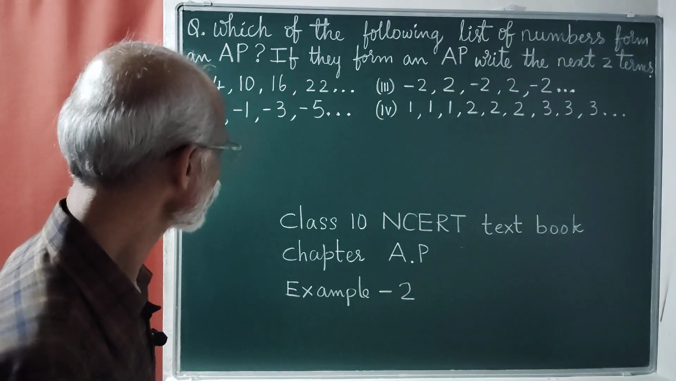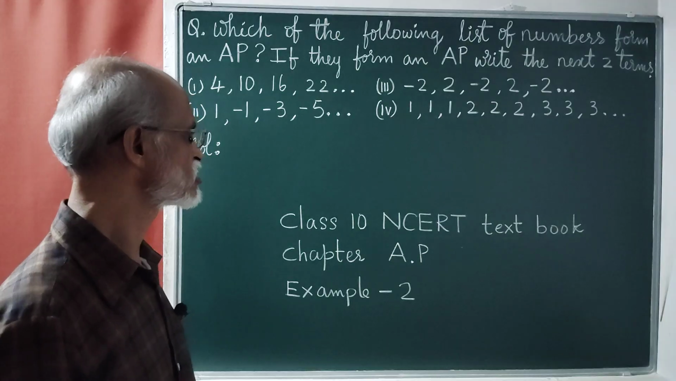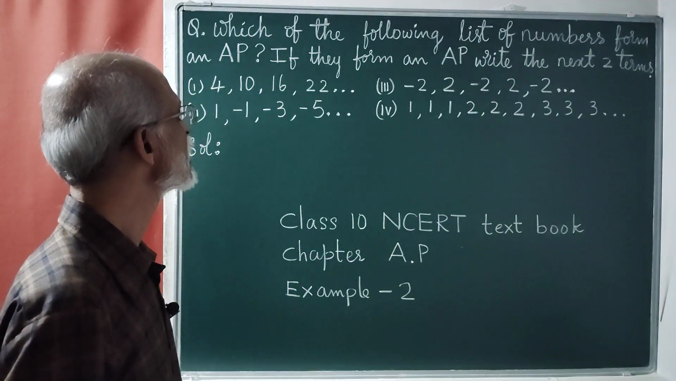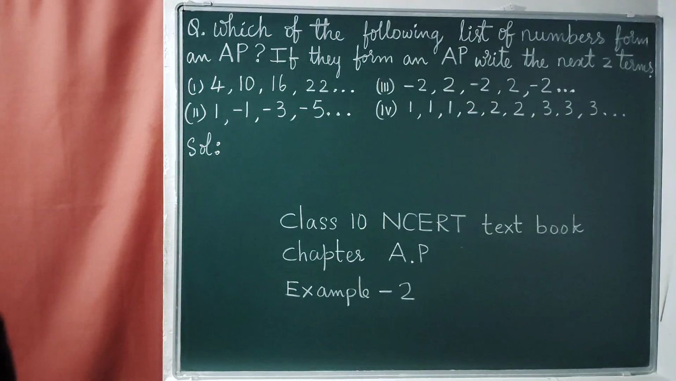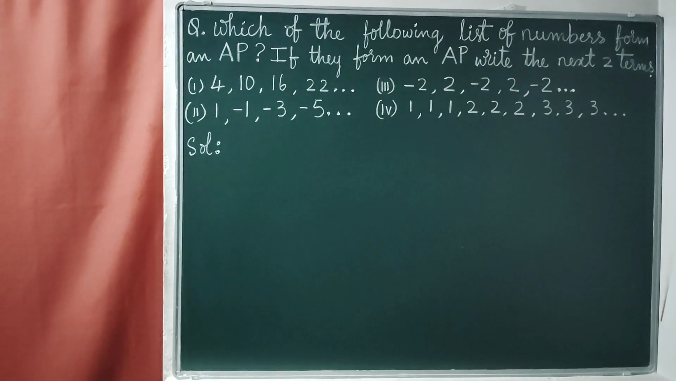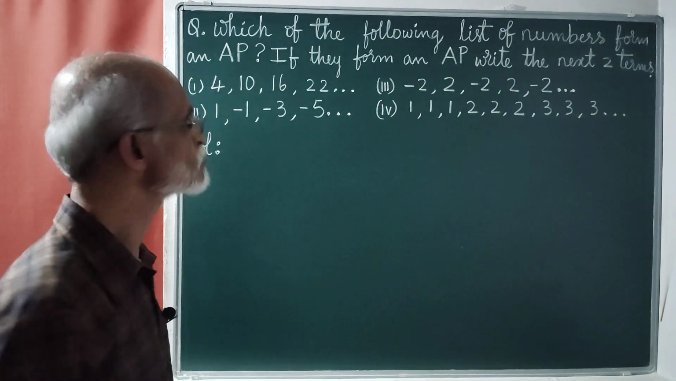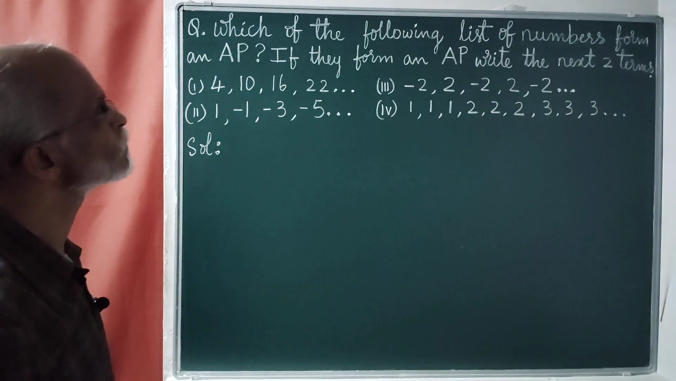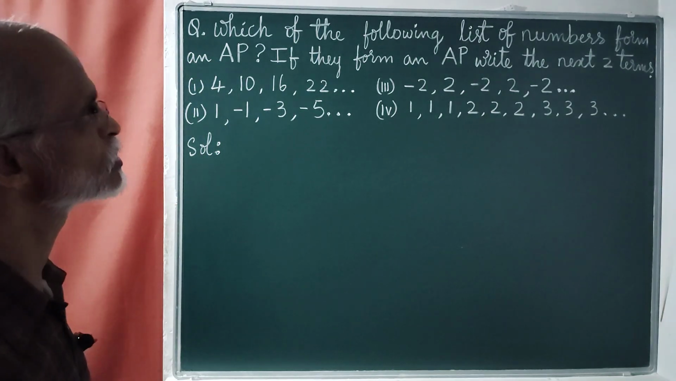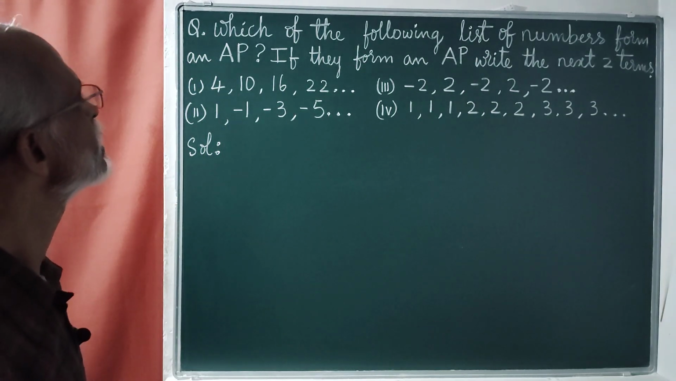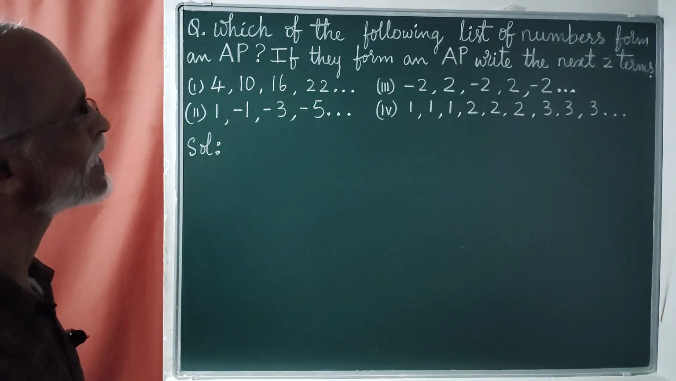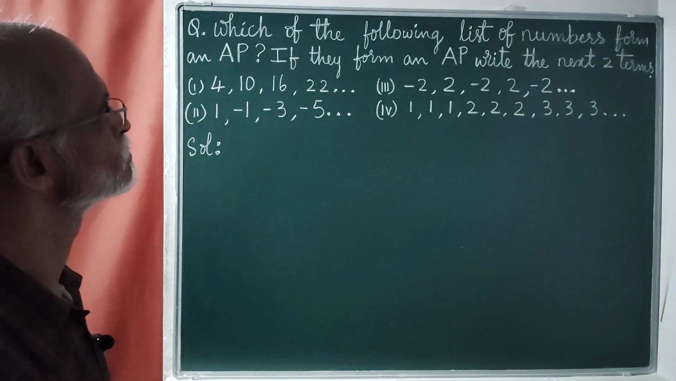In this class, we'll solve sums from class 10 NCERT textbook, chapter AP, example number 2. The sum says, which of the following list of numbers forms an AP? If they form an AP, write the next two terms.